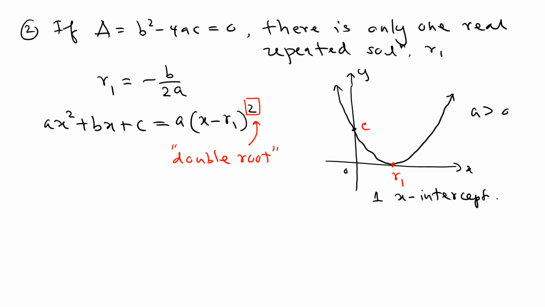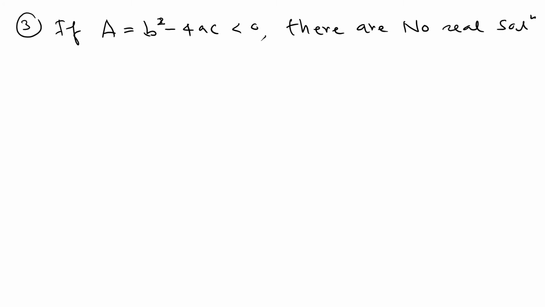So the third case. If the delta, b squared minus 4ac, is negative, what happened in this case? It's a negative number. So that means you cannot find a square root of a negative number, because it's not going to produce any real number. So what happened in this case? There are no real solutions.